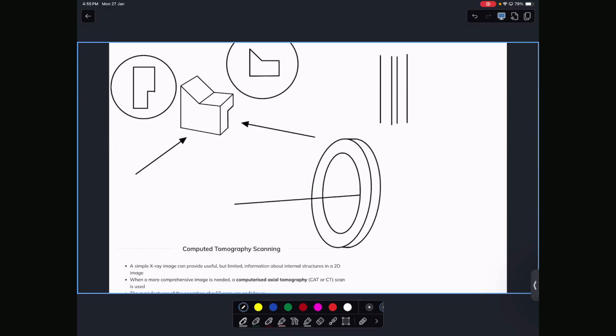Has anyone done a CT scan? No. Seen a CT scan? Okay, no, fine. No, that's an MRI.